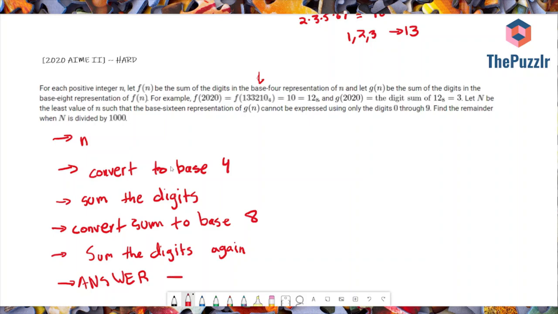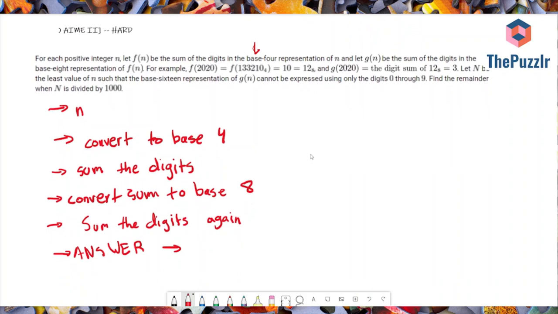And we want this answer to not be expressible using only the digits 0 through 9 in base 16. Okay, so what's the smallest number? Basically there's another step that we could add to our table. If we convert the answer to base 16, it cannot be expressed using only 0 to 9. Sorry for the bad handwriting, just to speed things up.